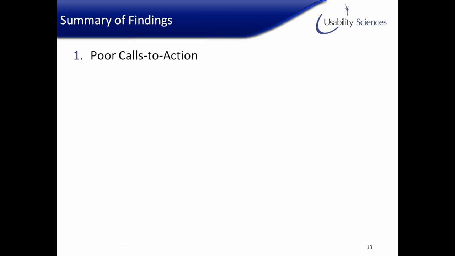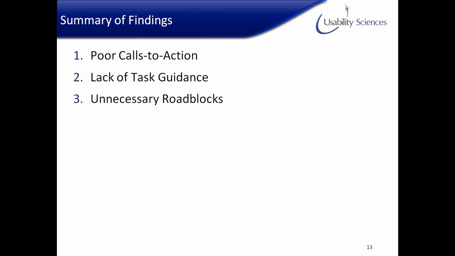Poor calls to action. The key takeaway here is to make it clear and provide equal prominence to call to action buttons up front that help users know exactly how to get started. A lack of task guidance. Prepare users before tasks, guide them through tasks, and then let them know when they're finished. Unnecessary roadblocks. Don't overcomplicate simple processes such as creating usernames and passwords that cause frustration and can cause page abandonment.